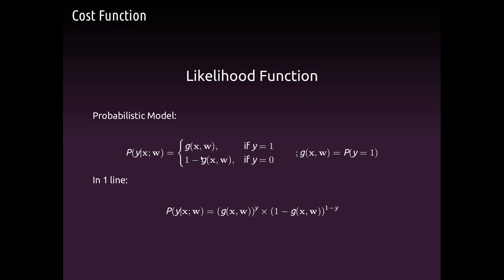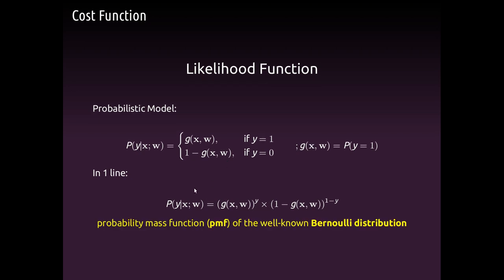So we can put these two lines into one single line. We can say that the probability of y given x and w equals g of x and w to the power of y, multiplied by 1 minus g of x and w to the power of 1 minus y. Of course, you can easily conclude that if y equals 1, the expression ends up as this single value, and this other value will be deleted, and if y equals 0, then this value will equal 1, and we end up with the second definition or the second possibility of this model.